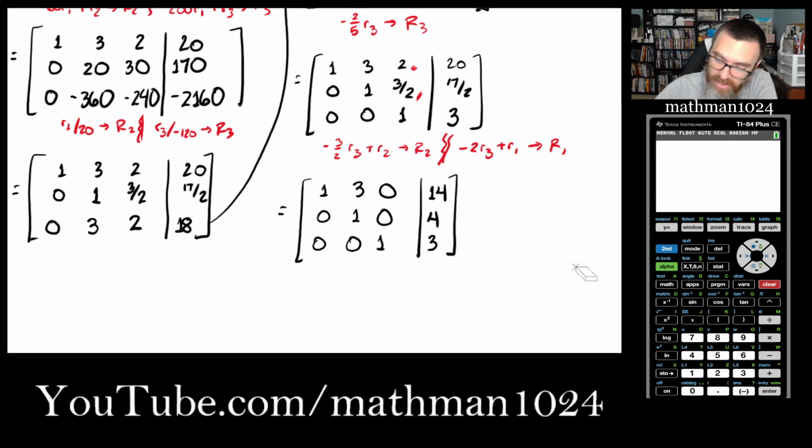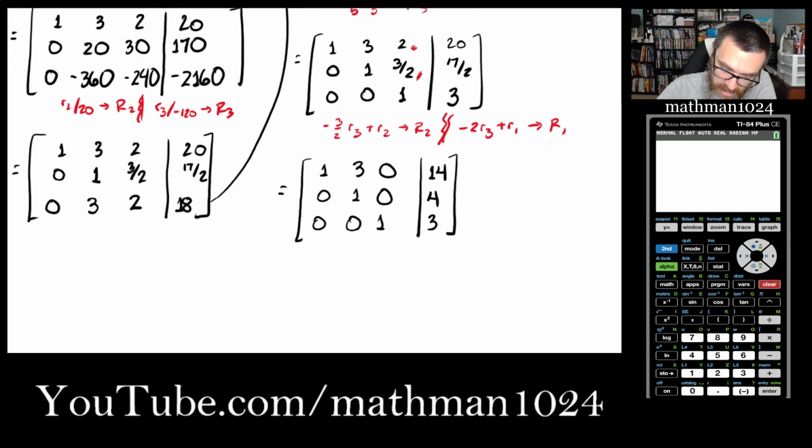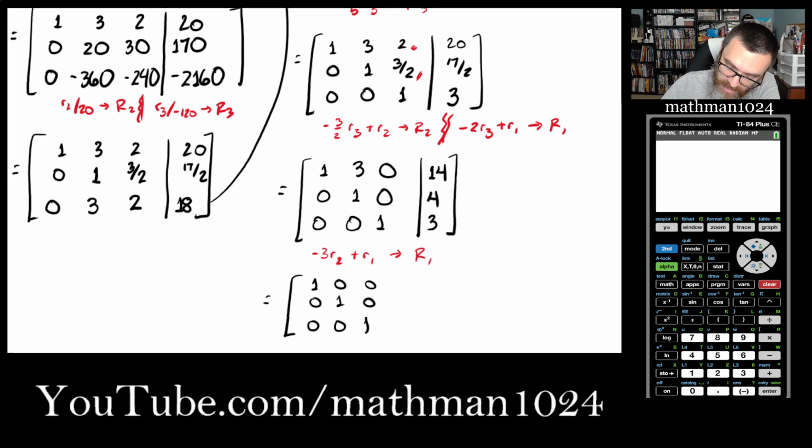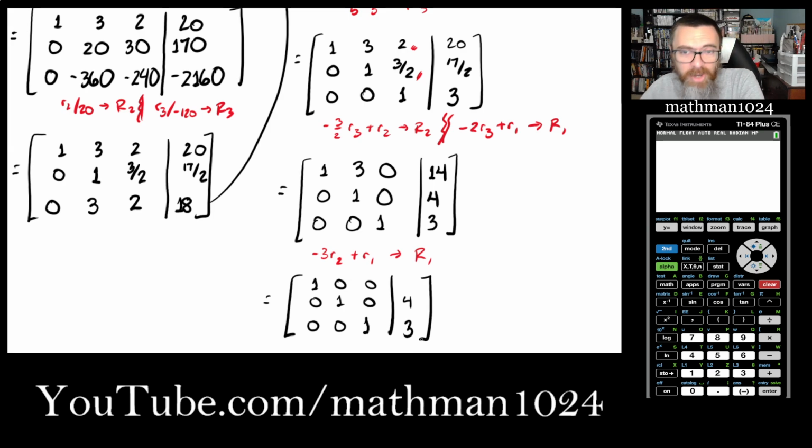All right, the last thing I need to do is to get a 0 right here. So we'll do negative 3 times row 2 plus row 1 and replace row 1 with that. So at the end, we'll have this matrix right here. We have 3, we have 4. So the last part, negative 3 times row 2, negative 3, plus 3 is 0. Negative 3 times 4 is negative 12, plus 14 is 2.